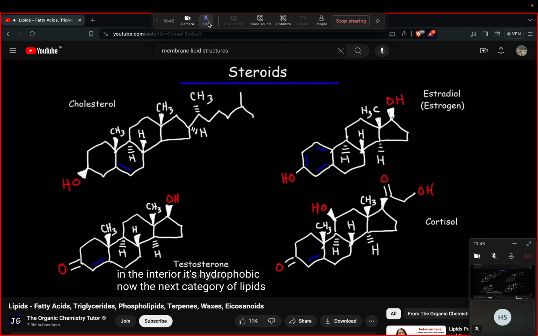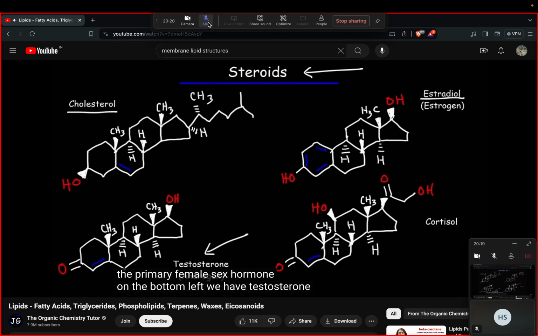Now the next category of lipids that we're going to talk about are steroids. Steroids contain 4 fused rings, as you can see in the examples listed on the screen. Now the first one that we're going to talk about is cholesterol. Cholesterol is used to maintain the fluidity of the cell membrane. On the upper right, we have estradiol, which is a type of estrogen, the primary female sex hormone. On the bottom left, we have testosterone, which is an androgen, and that is the primary male sex hormone.